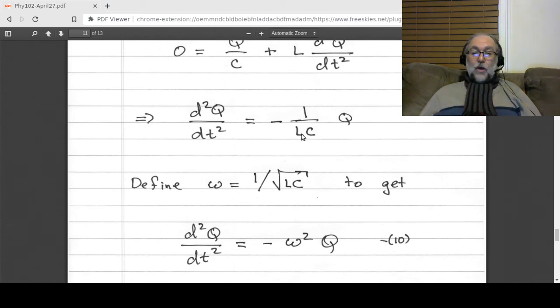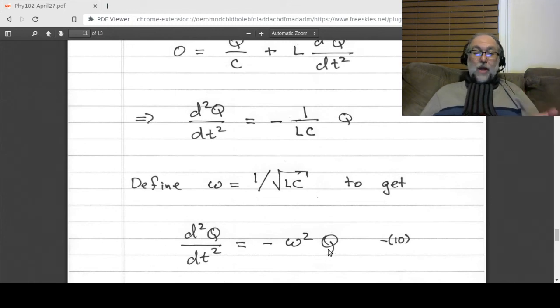And we've got negative 1 over LC. Let me write that 1 over LC as omega squared. In other words, omega is going to equal 1 over the square root of LC. And so this equation can be written as d2Q by dt squared is equal to minus omega squared Q, equation 10. You've seen this before. This is sinusoidal motion.